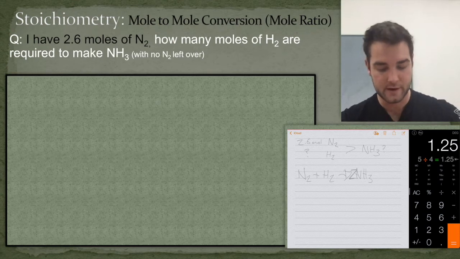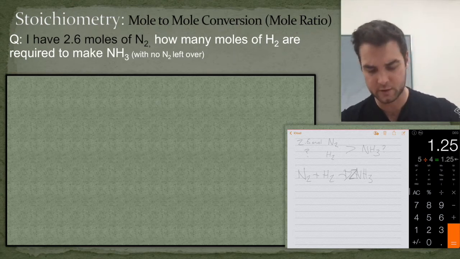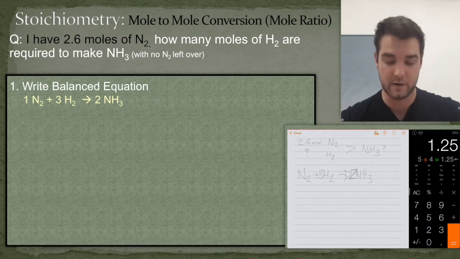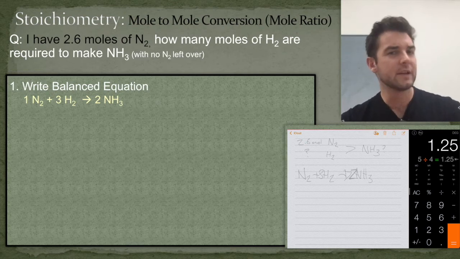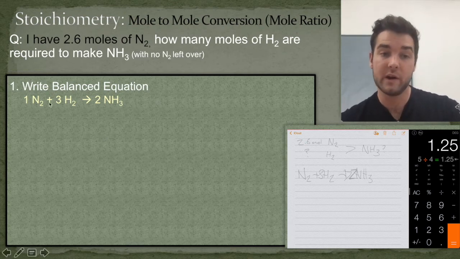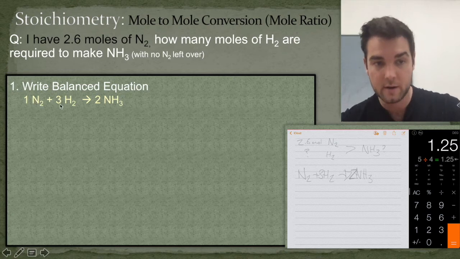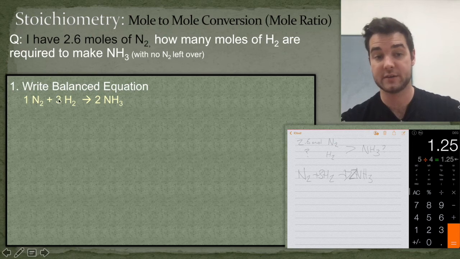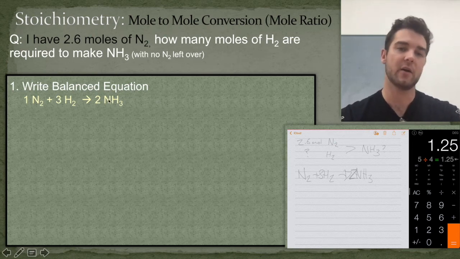So now I've got 2 there. That balances the nitrogens. What about the hydrogens? Well, I've got 6 on the product side, so I'm going to need 6 on the reactant side. I can do that like this. So there's the balanced equation. Now I can see my mole ratios. 1 nitrogen reacts with 3 hydrogens to give 2 ammonia molecules, NH3. So 1 is to 3, 1 is to 2, or in this case 3 is to 2, depending on what you're asking.